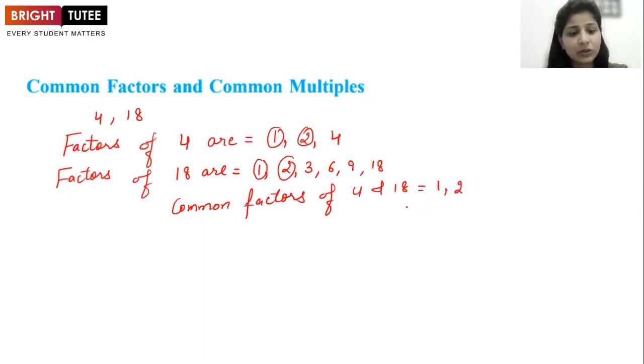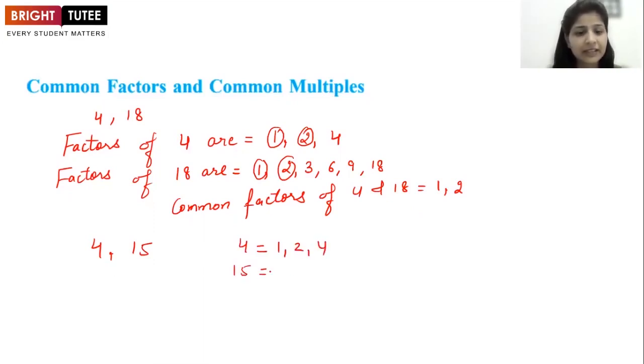Now, let's talk about 4 and 15. If I have the numbers 4 and 15, what are the common factors of 4 and 15? Factors of 4 are 1, 2 and 4, and factors of 15 are 1, 3, 5 and 15. So these are the factors. Now is there any factor that is common? Yes, just 1 and not other than 1.